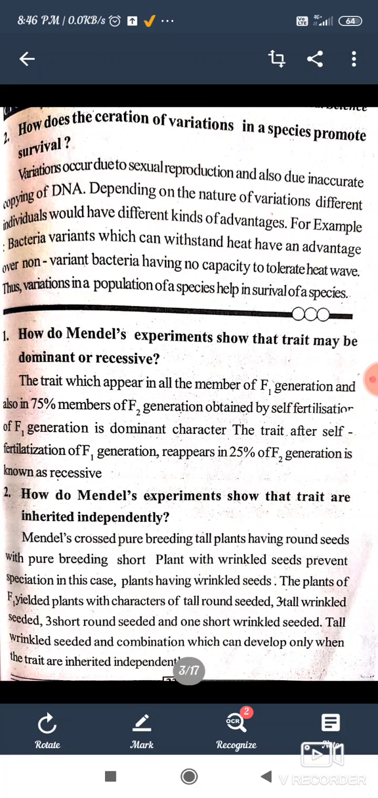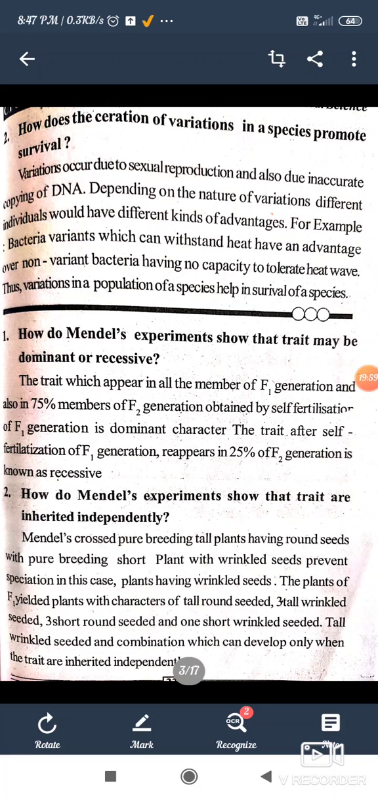So, how does Mendel's experiment show that a trait may be dominant or recessive? The trait which appears in all the members of the F1 generation and also in 75% of members of the F2 generation, obtained by self-fertilization of the F1 generation, is the dominant character. The trait which, after self-fertilization of the F1 generation, reappears in 25% of the F2 generation is known as recessive. So how does Mendel's experiment show that traits are inherited independently?